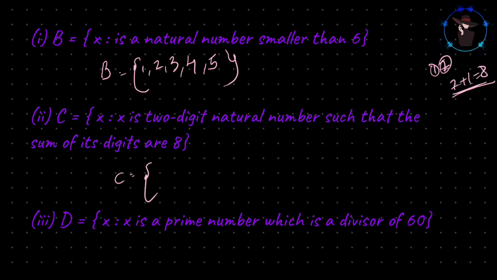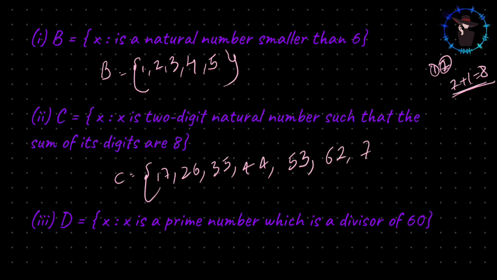Set name is C. Numbers are 17, 26, 35, 44, 53, 62 and 71. So when we sum the digits of all these numbers, it equals 8. 7 plus 1 is 8, 6 plus 2 is 8, 3 plus 5 is 8, 4 plus 4 is 8, 5 plus 3 is 8, 6 plus 2 is 8, 7 plus 1 is 8.